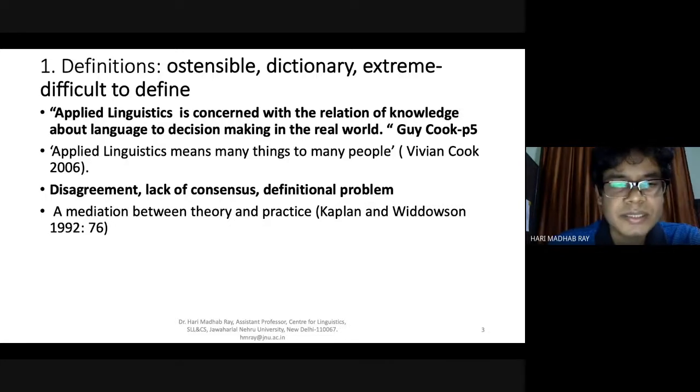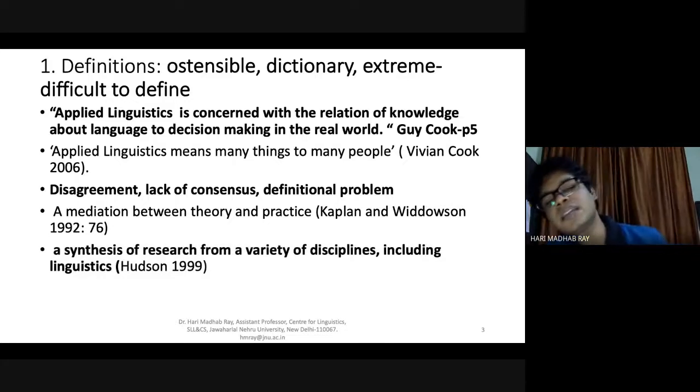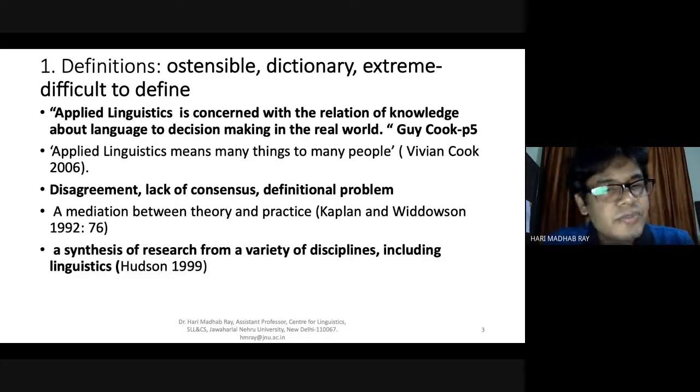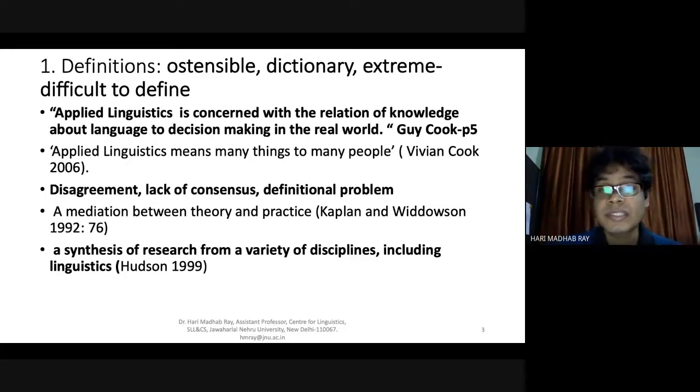Anyway, Kaplan and Widdowson say that applied linguistics is a mediation between theory and practice. And Hudson says that it's a synthesis of research from a variety of disciplines, including linguistics. Try to understand how this is changing. Earlier it was only linguistics which was being applied.